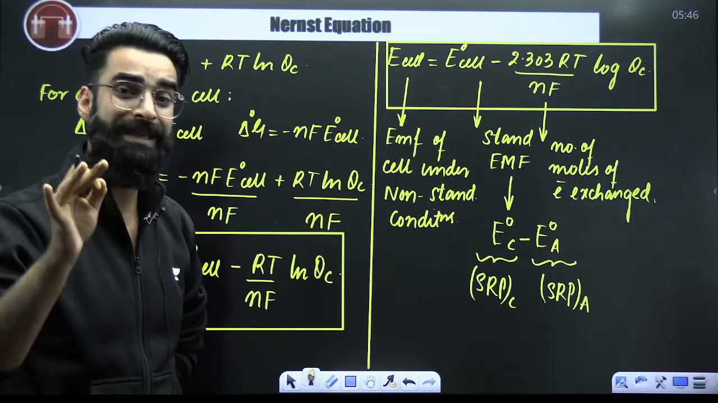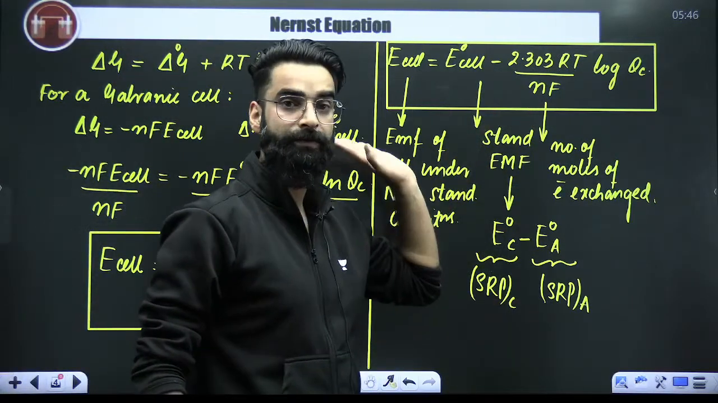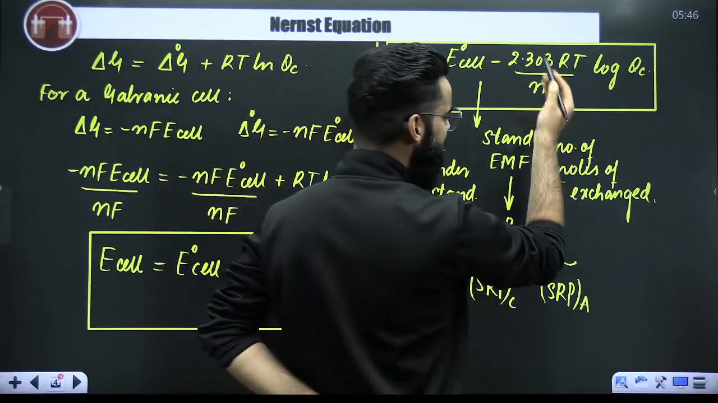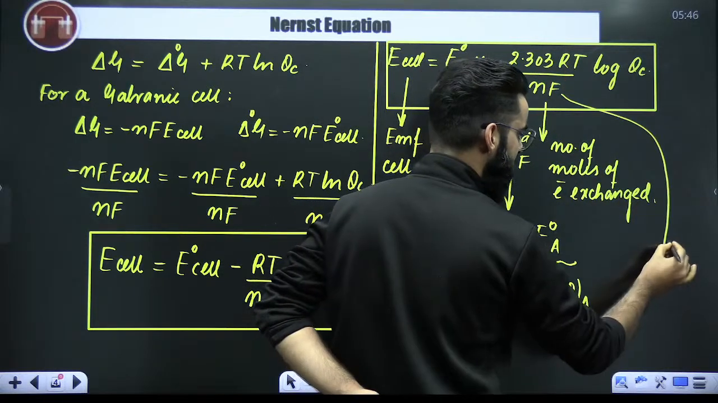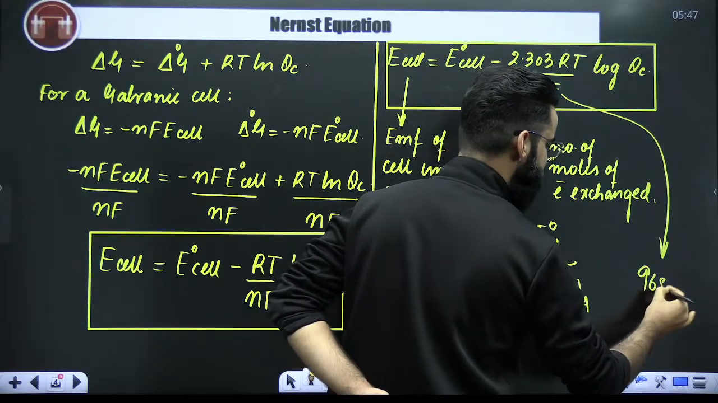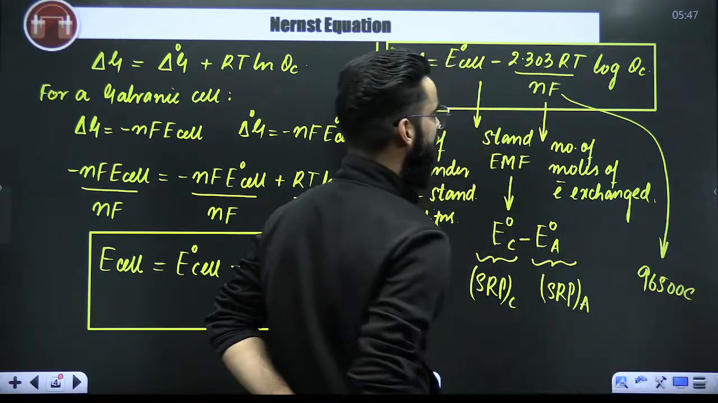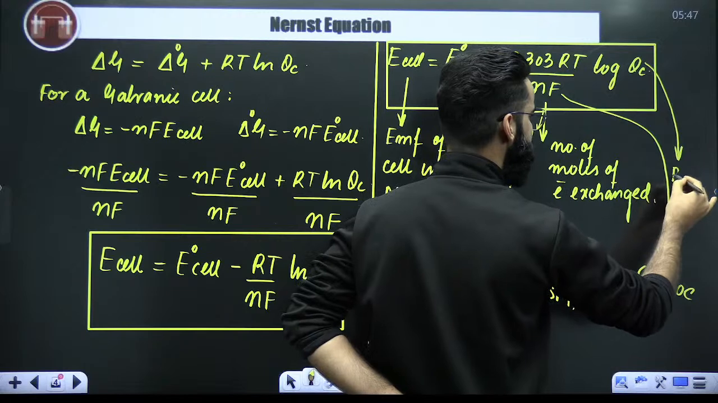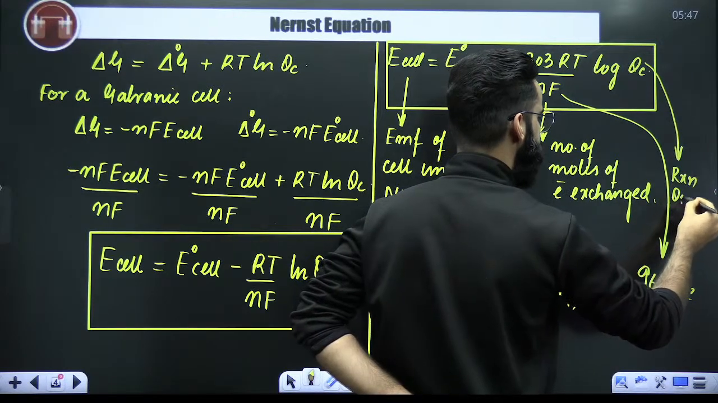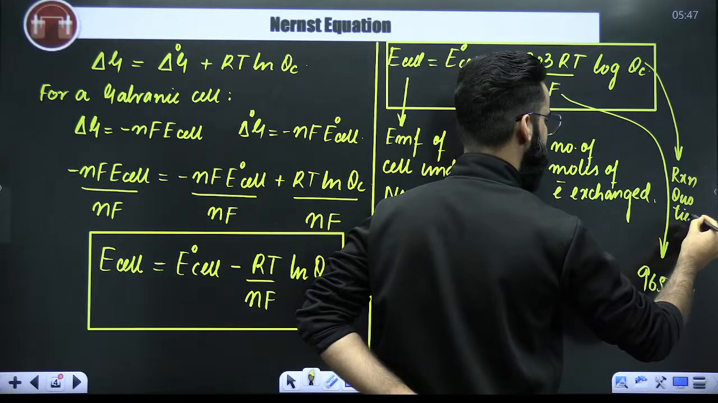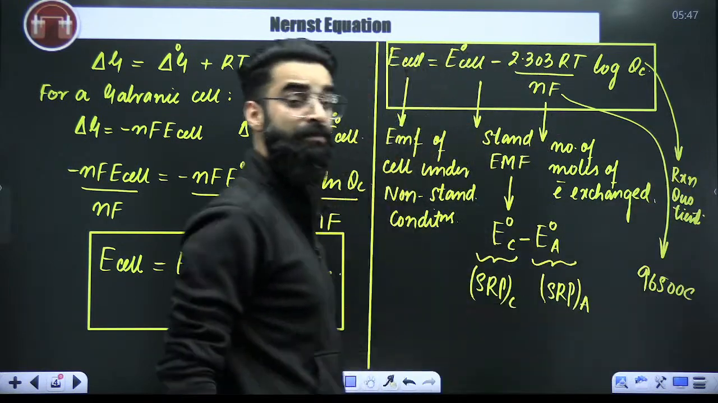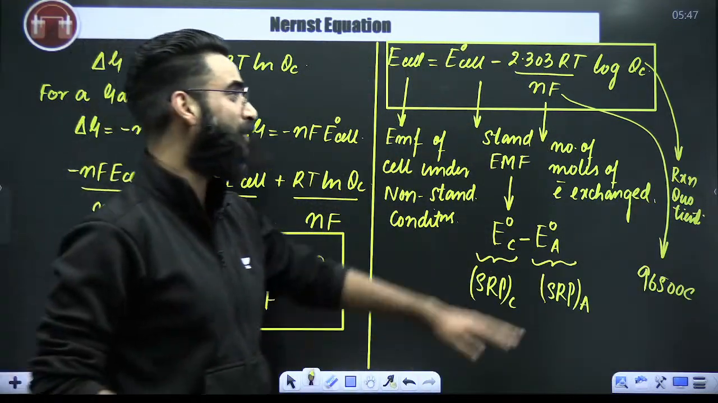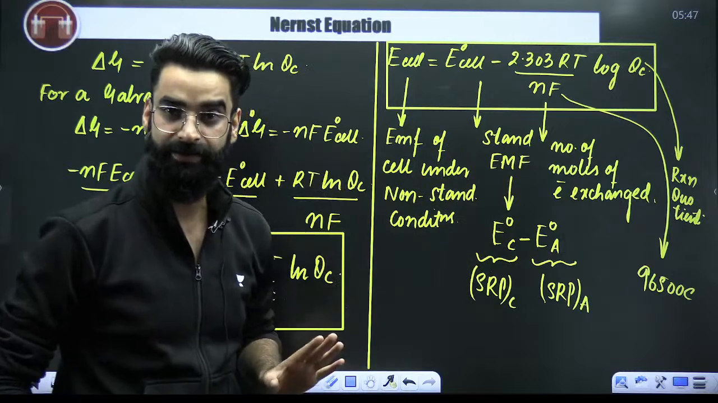And I have taught you in detail how we get the N value, right? What is this F over here? F is the Faraday's constant, whose value is 96500 coulombs, right? And what is this QC over here? QC is something which you call the reaction quotient. And if you remember, I have already taught you how to get the reaction quotient of a particular reaction.